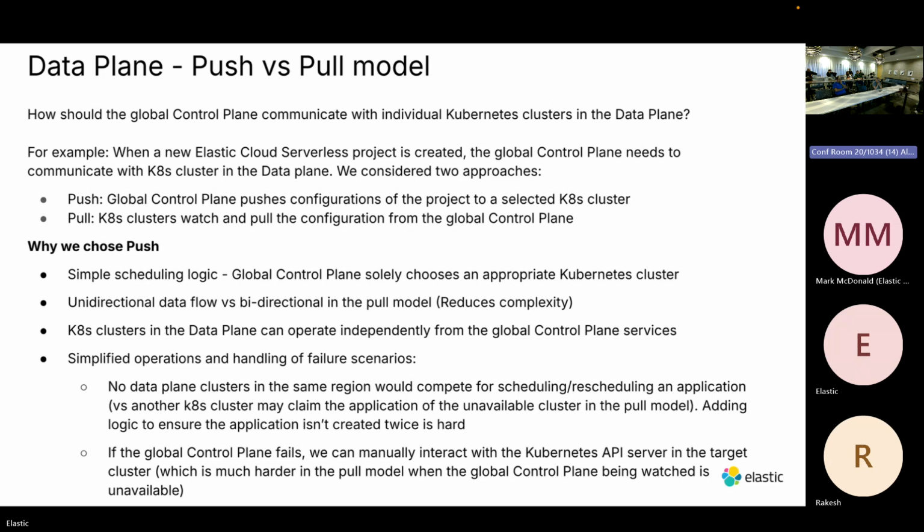Versus in the push model, if the global control plane goes down, then there is no communication happening, but the data plane is still operating. And obviously, you don't want a direct customer impact. That's where you can do some manual or semi-automated stuff, where even with the global control plane going down, you at least don't allow the whole application to suffer, right?